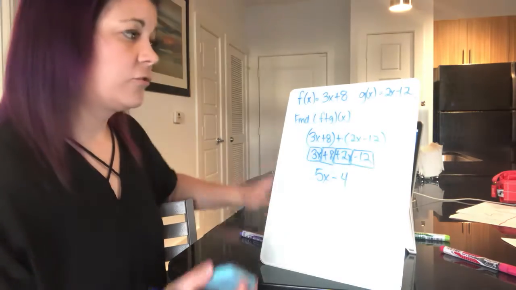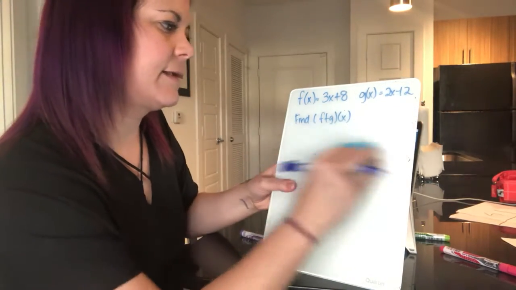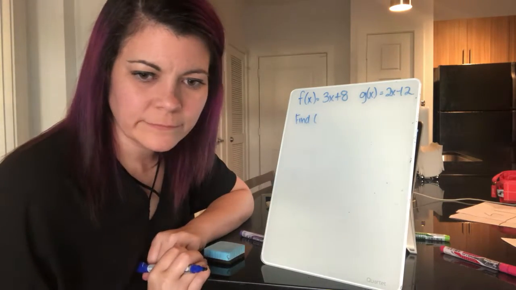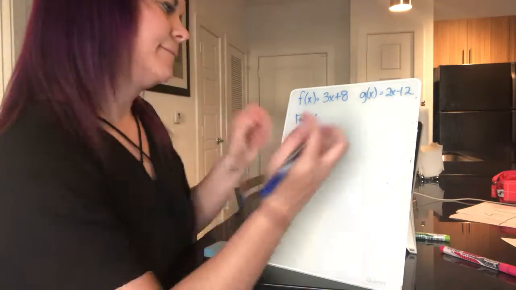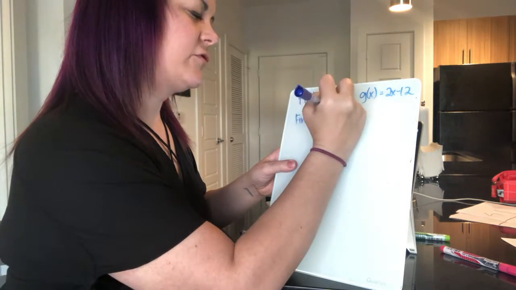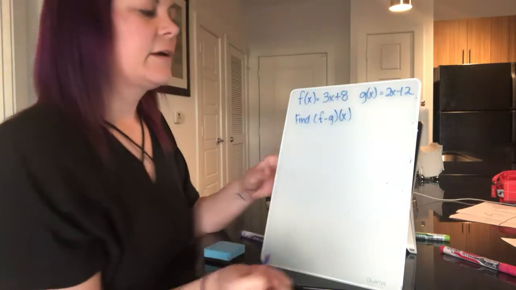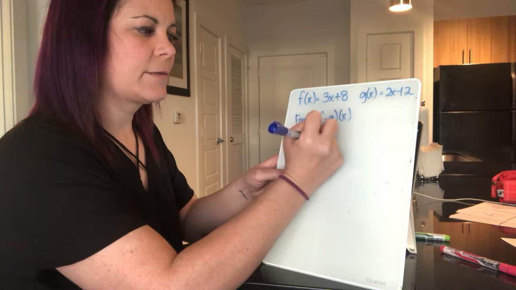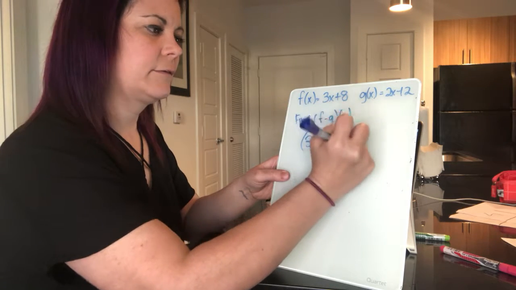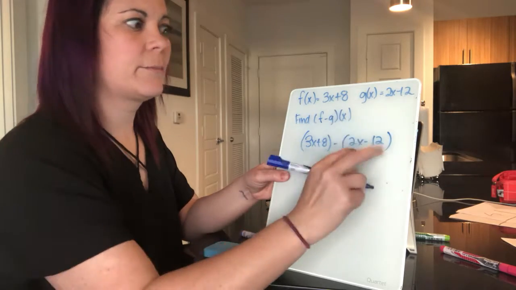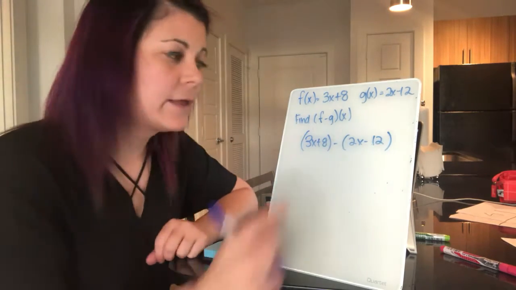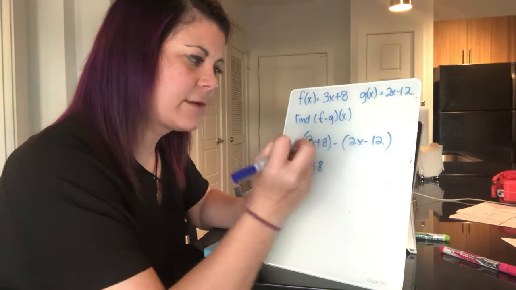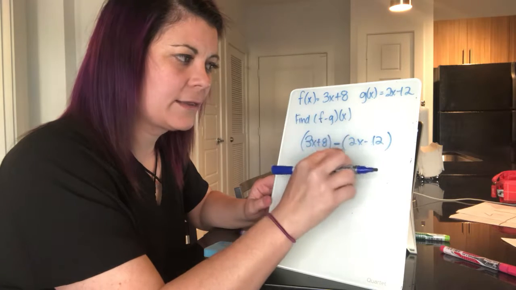Now, if I wanted to subtract these functions and I said find f minus g of x, then I would subtract these two polynomials with f coming first. So 3x plus 8 minus 2x minus 12. And this is where the parentheses come in handy because it's minus this whole polynomial. So 3x plus 8 can just come out of its parentheses, but then we're minusing everything in this.